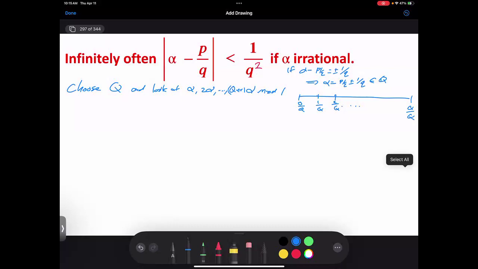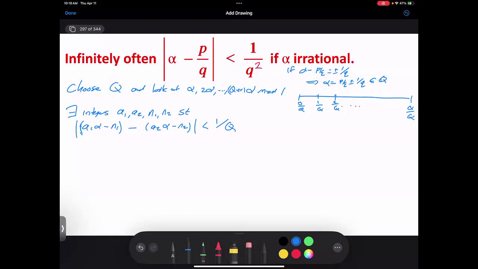So 2 of them have to be in the same interval. So there exist integers a1, a2, n1, n2 such that a1 alpha minus n1, that's the multiple of alpha, and then we subtract off its integer part, so it's now in [0, 1), minus a2 alpha minus n2, the fractional part of the second multiple. This distance has to be less than 1 over big Q.